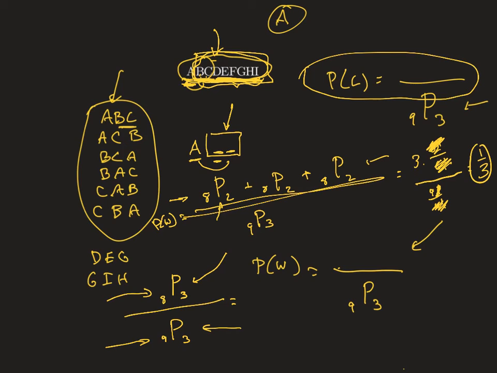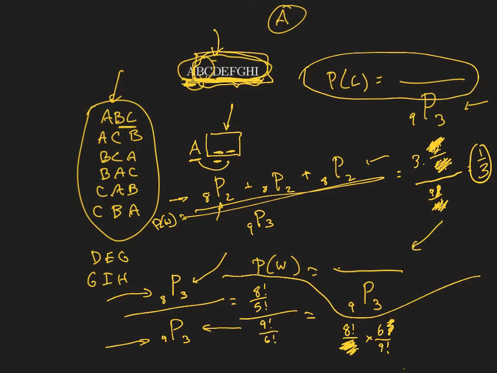So 8P3 is 8 factorial over 5 factorial, and 9P3 is 9 factorial over 6 factorial. That is equal to 8 factorial over 5 factorial times 6 factorial over 9 factorial. The 5 factorial goes away and you're just left with a 6. The 8 factorial goes away, and you're left with 9, and that equals 2/3. That's the probability of losing.